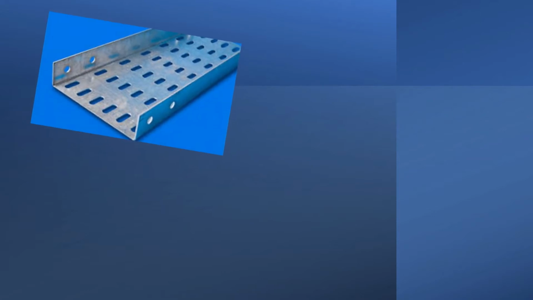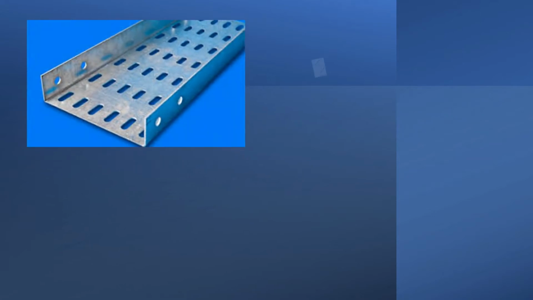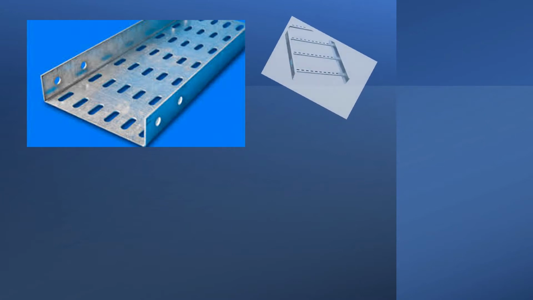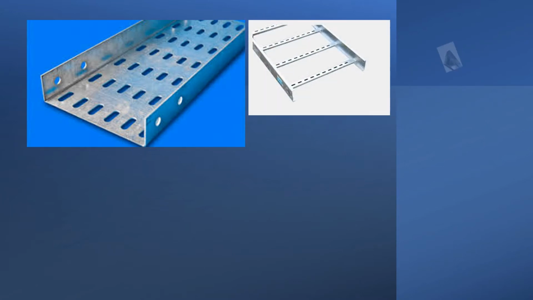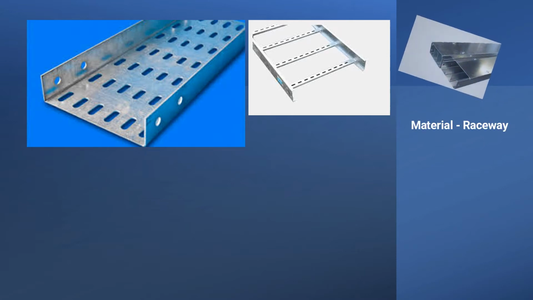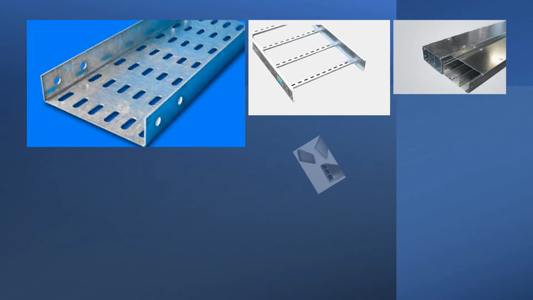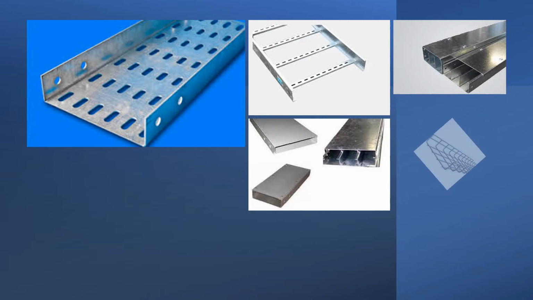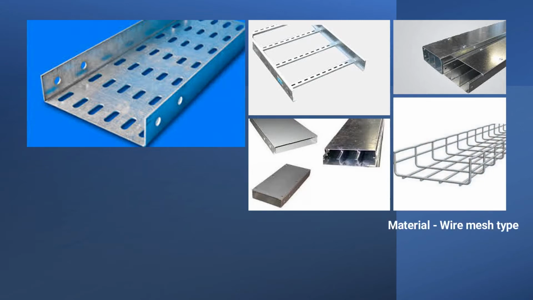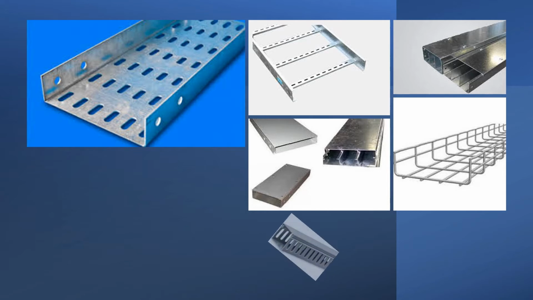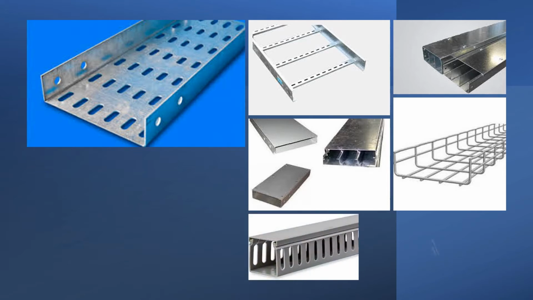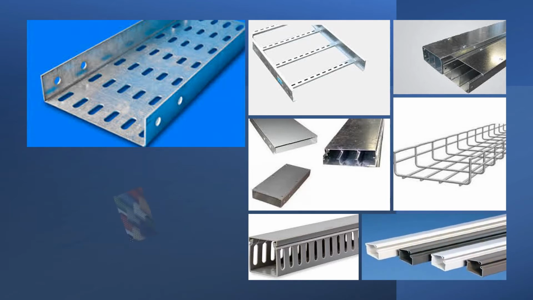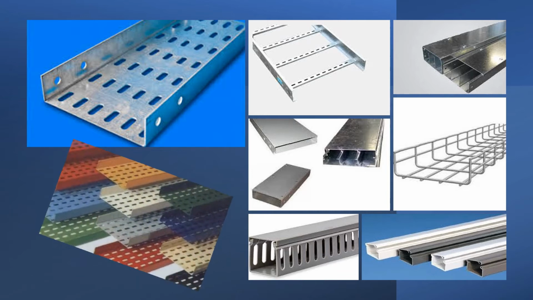There are different types of trays which we are seeing: perforated cable tray. You can see a ladder type cable tray. Similarly, these are the raceways. In that raceways we will have with box, and with box is nothing but the cover, and wire mesh type cable tray. This is the cable trough which we are using for dressing of the multiple cables, and all the cable trays we will have option of powder coated as well.